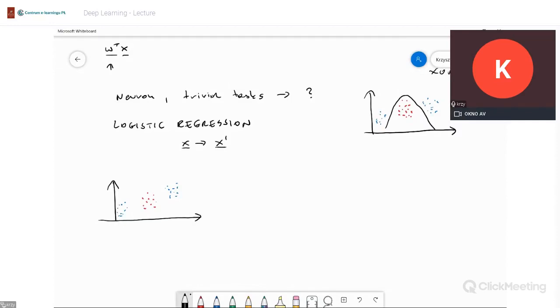But if you think a little, you will see that I can find a line that could separate blue points from the first cluster from a red. And if I forgot about this part, I can say I can solve this problem using a neuron. So if my input, this is my input, these are x1 and x2.